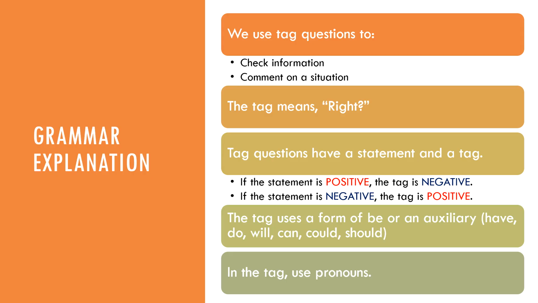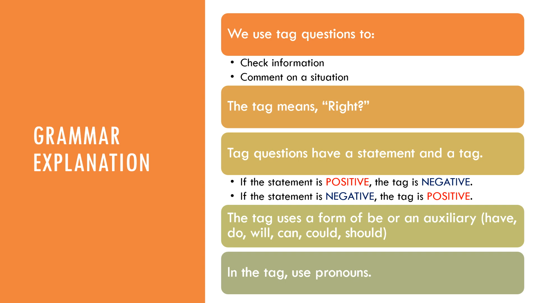We use tag questions to check information or comment on a situation. And the tag, when we say tag, we mean something we add on to the end of a sentence. And when we add on a tag question, we essentially are either checking information or commenting on a situation, and the tag really means right. So we're verifying information. So tag questions have two parts, a statement and a tag.